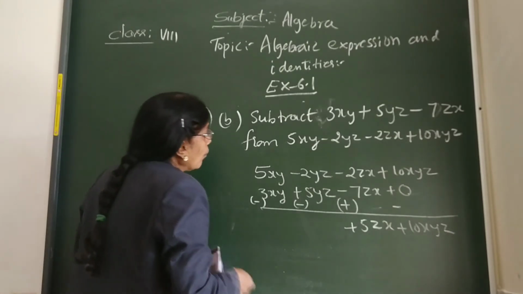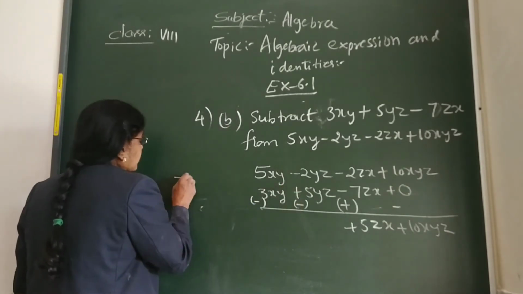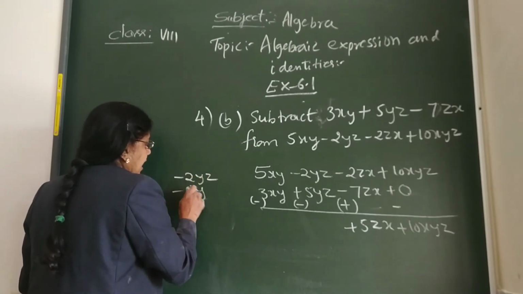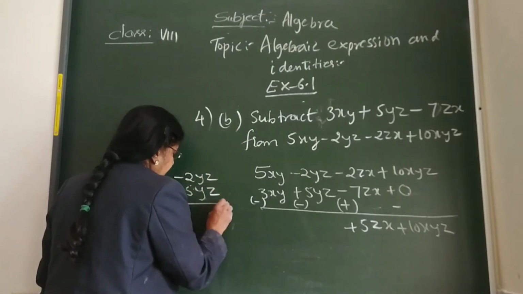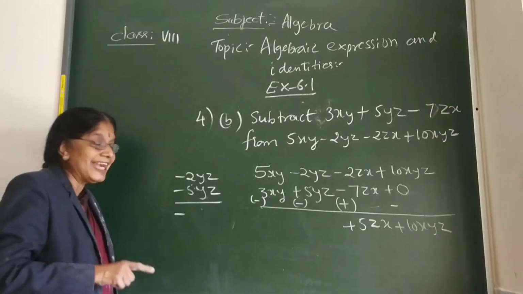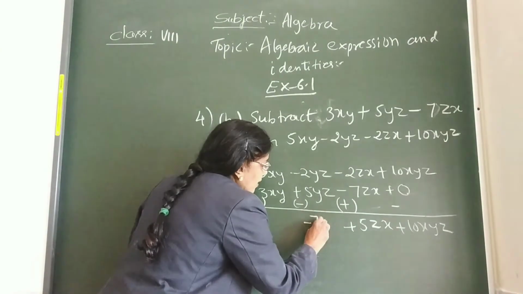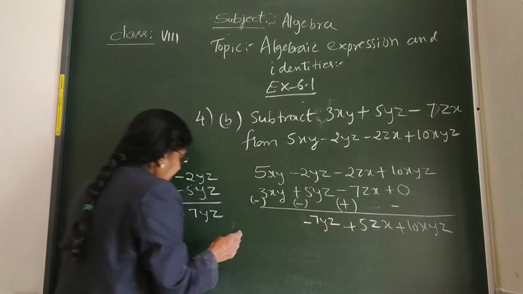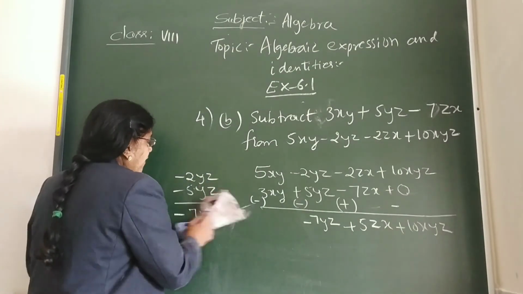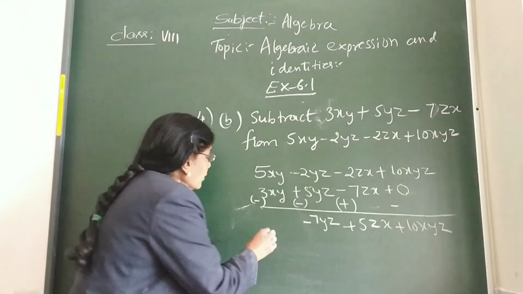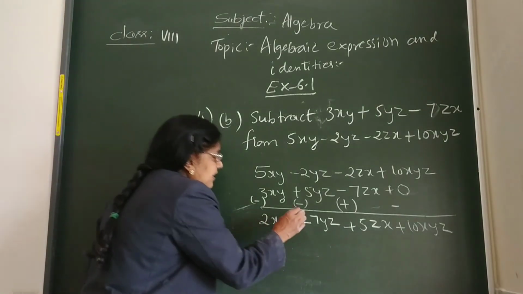Next one. What is given? Minus 2yz and minus 5yz. I told you, two negatives: keep the negative sign and add. 5 plus 2 is how much? 7. So I got minus 7yz. This is very easy, the last one. 5xy minus 3xy. 5 minus 3 is how much? 2. So 2xy. So this is the answer.